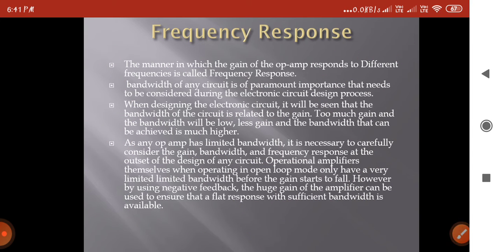The bandwidth of any circuit is of paramount importance and needs to be considered during the electronic circuit design process. What do you mean by bandwidth? Bandwidth is the difference between the higher frequency and the lower frequency. When designing an electronic circuit, the bandwidth of the circuit is related to the gain.